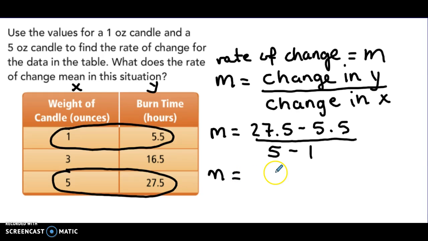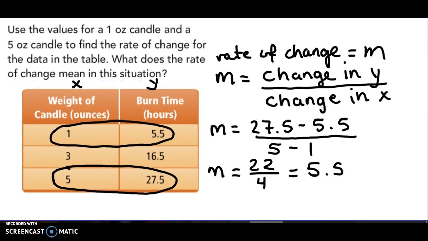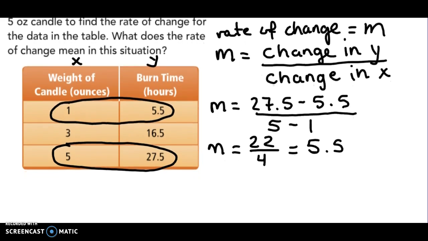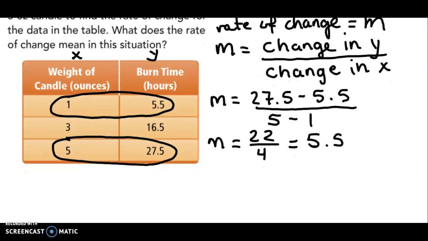27.5 minus 5.5 is simply 22 over 4. When you divide 22 over 4, you get 5.5. So to explain this, it just simply means that for each additional ounce of weight, a candle burns an additional 5.5 hours.